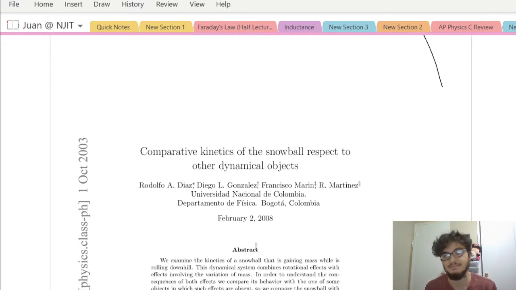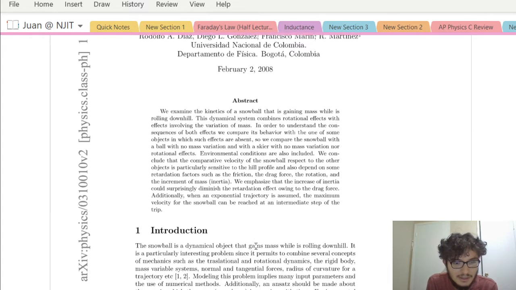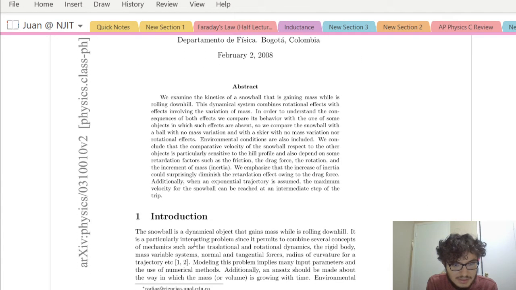So basically, the paper is not to determine particular characteristics only about the snowball rolling down the snowy hill, but it's also to compare it to the dynamical behavior of other objects, like just the simpler versions. Like in this case, they're going to talk about a skier going down the hill with no friction, and I think they're also going to talk about a regular ball with slipping or with not slipping. Okay. So here they just give a little introduction.